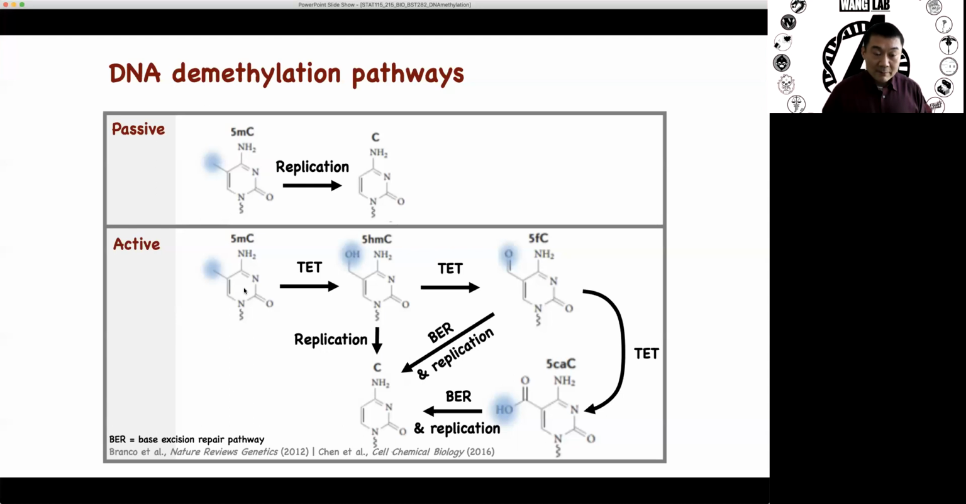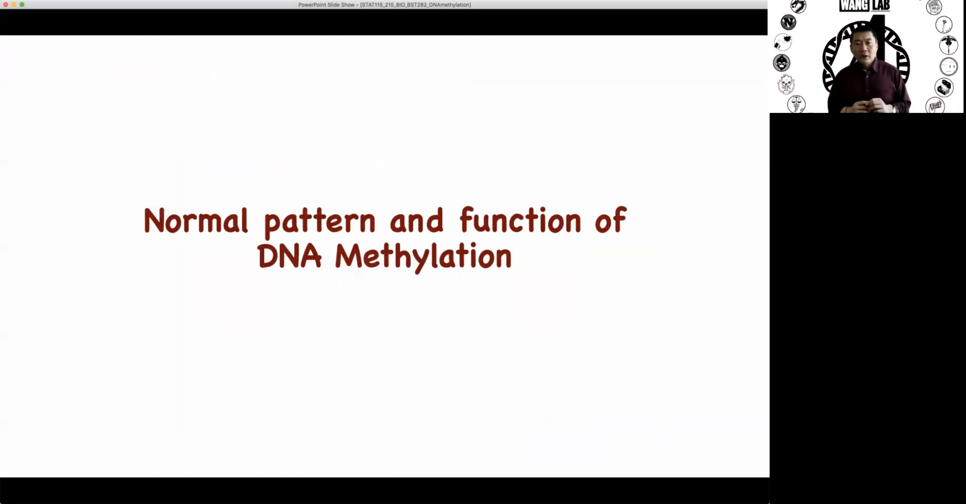So it starts with methylated cytosine, and you use an enzyme called TET. There are three TET enzymes that oxidize this to hydroxymethylcytosine, and further oxidize it to formylcytosine and carboxylcytosine. And then the cell will recognize the formylcytosine and carboxylcytosine and use the base excision repair system to scoop out the modified cytosine and then patch back in an unmethylated cytosine, right? So this is the active process of DNA demethylation. It's pretty involved, which argues it's probably important, right? Okay, so we're going to quickly go over the normal pattern and function of DNA methylation, right?